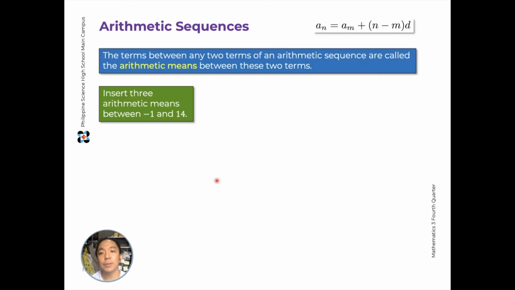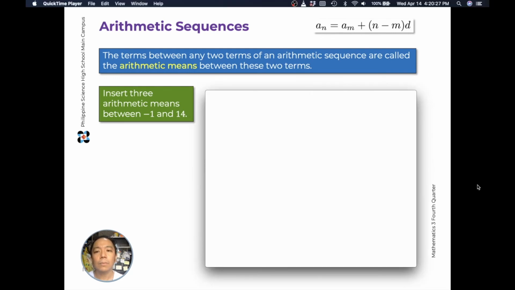Now let's have another expression here, the arithmetic means, madami. And let's define that as the terms between any two terms of an arithmetic sequence. They are called the arithmetic means between those two terms. So kumbaga parang mag-i-insert ka ng a subsequence of numbers between two numbers para makabuo ng isang arithmetic sequence. Yun yung arithmetic means. So in our example, we're being asked to insert 3 arithmetic means between -1 and 14.